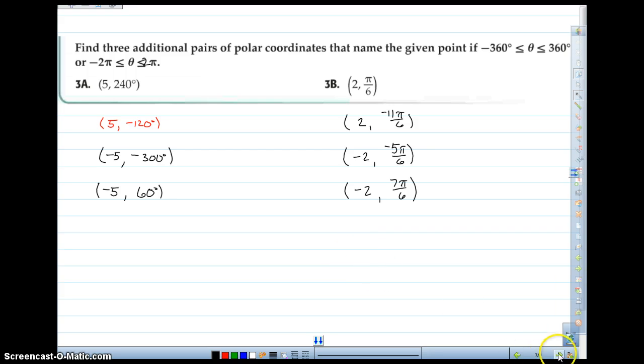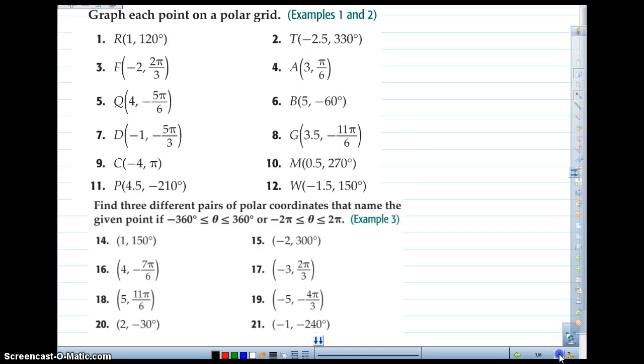Okay, that's it for this lesson. Make sure that you do the classwork that goes with this, or the homework I should say. You're doing examples 1 through 12 and 14 through 21. You can graph all these points on the same coordinate grid. You don't have to do a separate grid for each point. And this you don't really need the grids for at all.